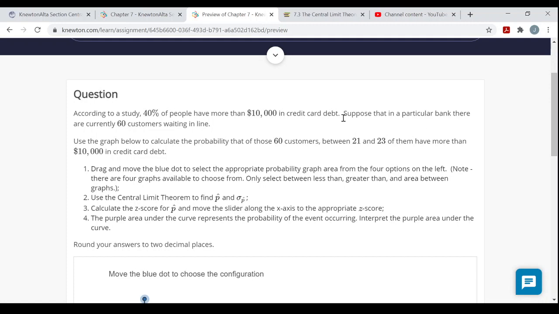Suppose that in a particular bank, there are currently 60 customers waiting in line. So there's your sample, the 60 customers in this bank. So N is 60. So use the graph below to calculate the probability that of those 60 customers, between 21 and 23 of them have more than $10,000 in credit card debt.